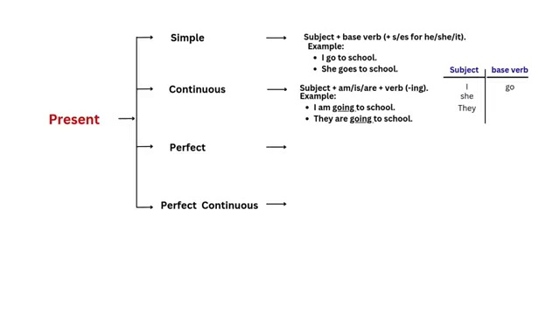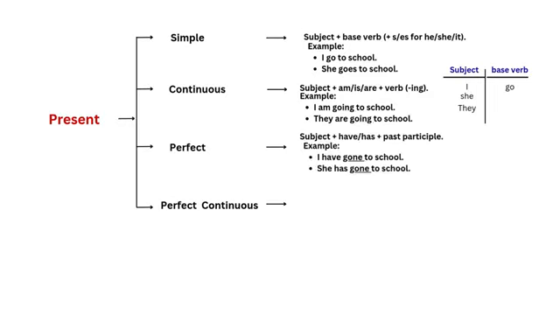They are going to school. Here, they is the subject referring to a group of people performing the action. Are is the form of the verb to be used with plural subjects, like they, in the present continuous. Going is the verb. To school is the object.